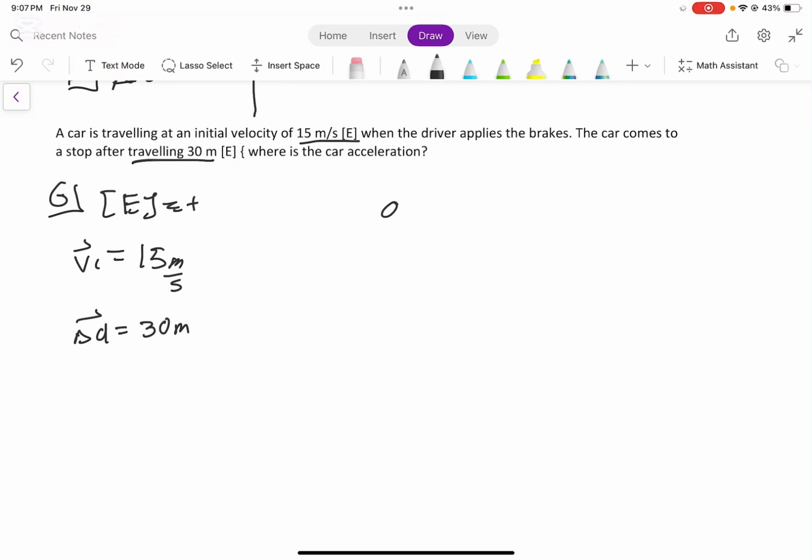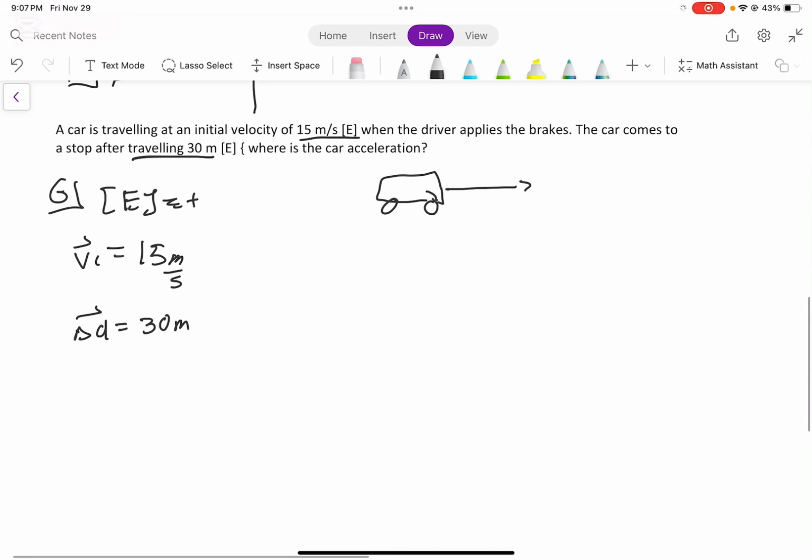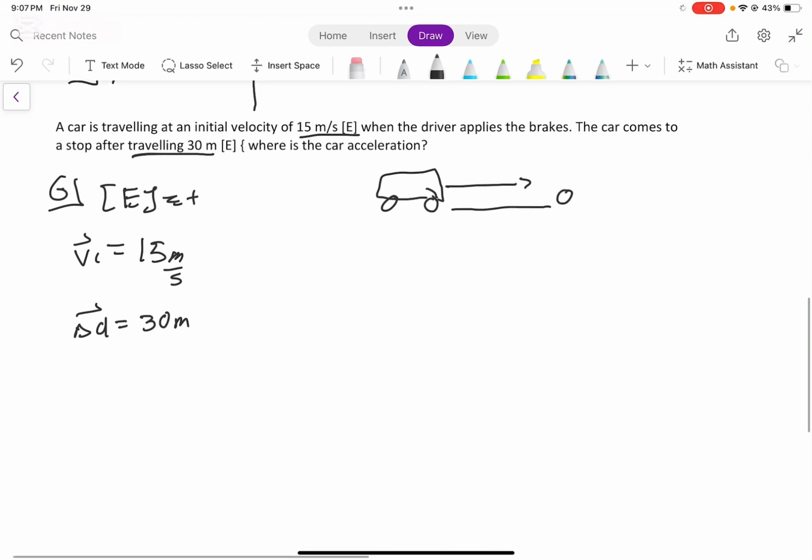So if we had a car right here like this, moving this way, and the driver wanted to apply the brakes, he puts his foot on the pedal right here to stop, but he still ended up traveling 30 meters before he came to a full stop.